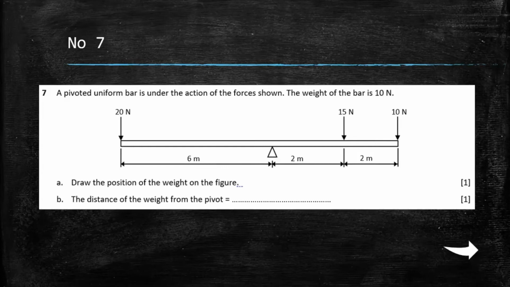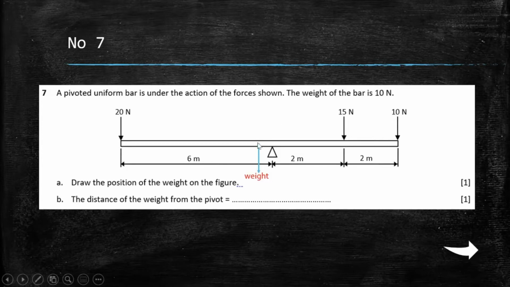Question number 7. A pivoted uniform bar is under the action of the forces shown. The weight of the bar is 10 Newton. Draw the position of the weight on the figure. The position of the weight is at the center of mass of the uniform bar. For a uniform bar, its center of mass is right in the middle. So, this is the position of the weight.